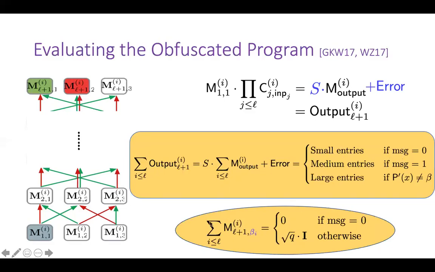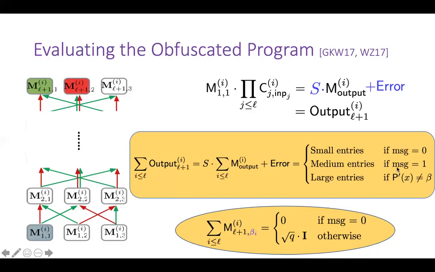And if this program's output is beta, in that case, this summation is going to be square root Q times identity. And this overall summation is going to only contain medium entries. And that's how you can distinguish whether the message is one or not.